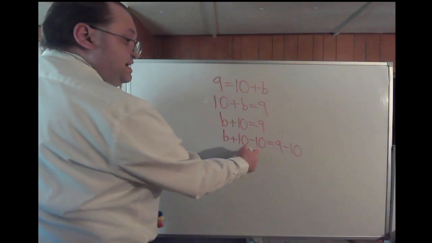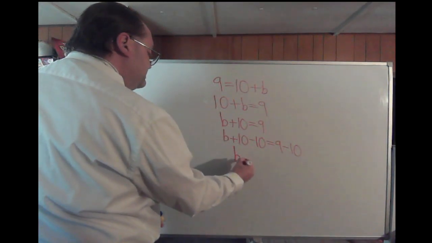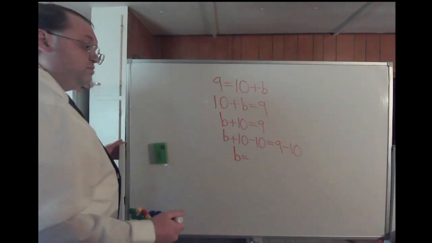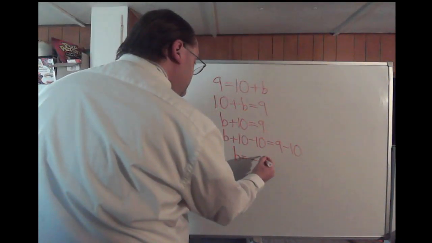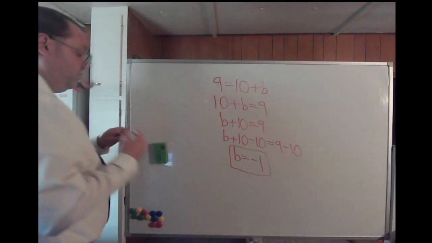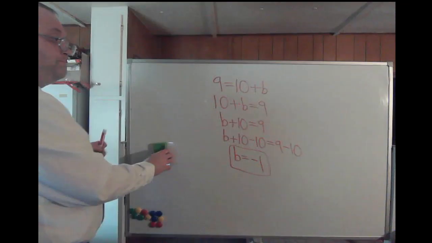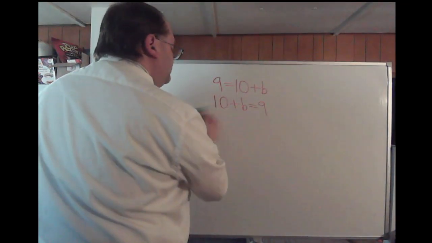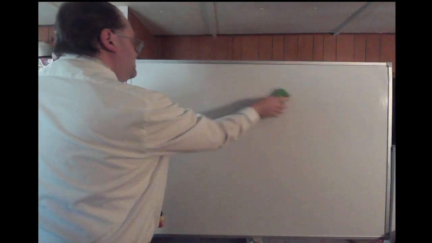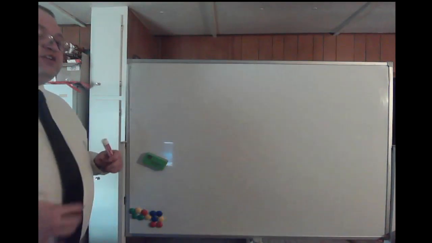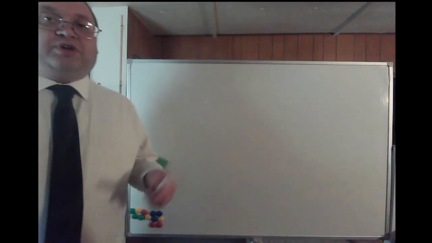So 10 minus 10 is 0, which would just leave b by itself. We'll set that equal to, what is 9 minus 10? Well, that'd be negative 1. So b would actually equal negative 1 for this answer. So if you see the equation backwards, you can just reverse the order and put one side equal to the other, and then you can use a commutative property to put the variable first, if that helps you.